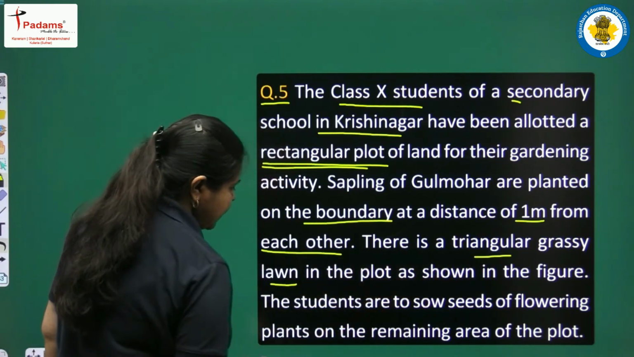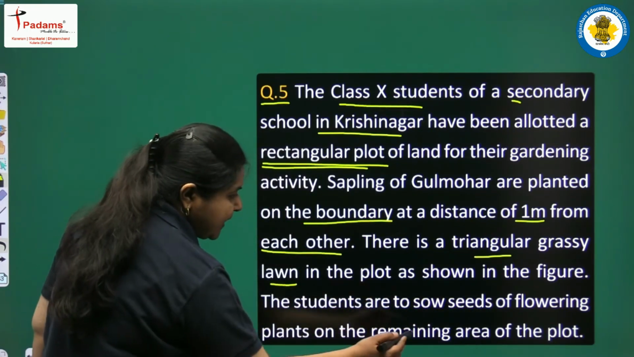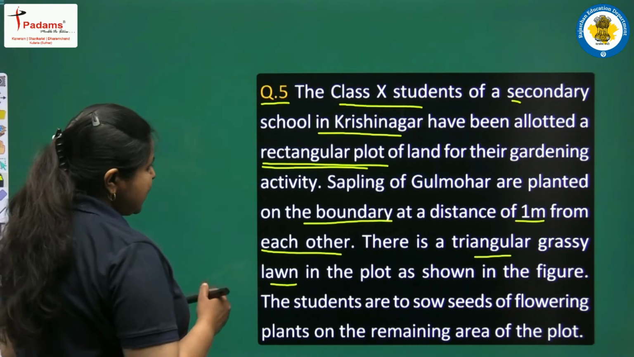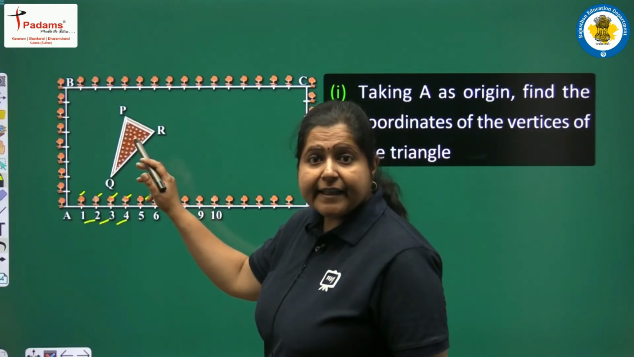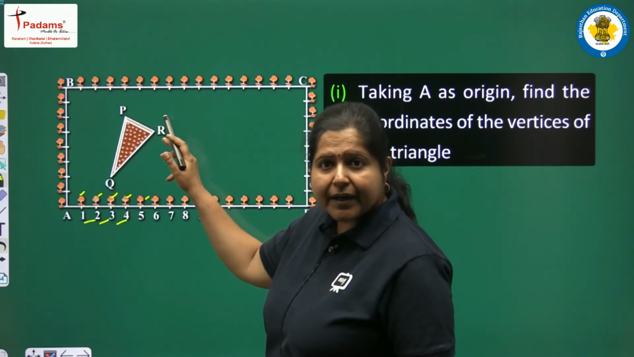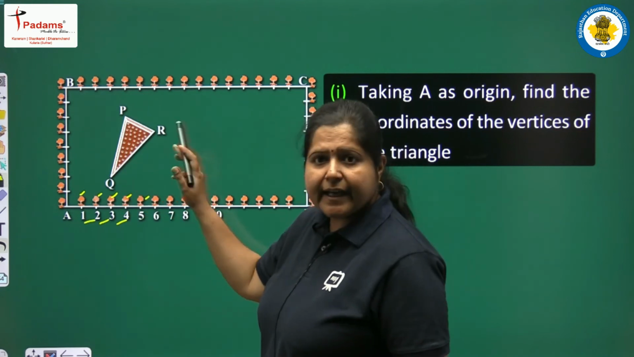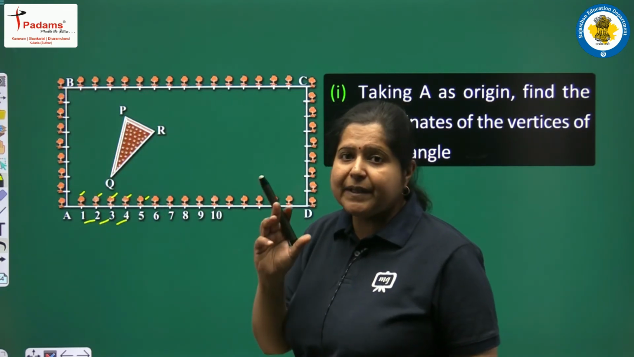As shown in the figure, the students are to sow seeds of flowering plants on the remaining area of the plot. तो आप देखेंगे यहाँ plot के बीच में एक lawn है, grassy lawn, जो कि है एक triangular region जिसे नाम दिया गया है PQR. और इस triangular region के अलावा जो area है वहाँ पर students को flowering plants के बीज बोने हैं.